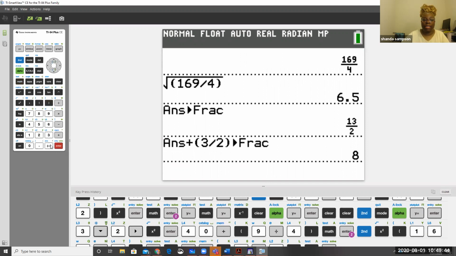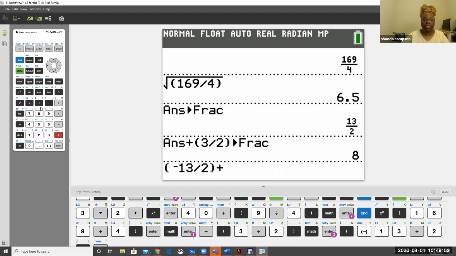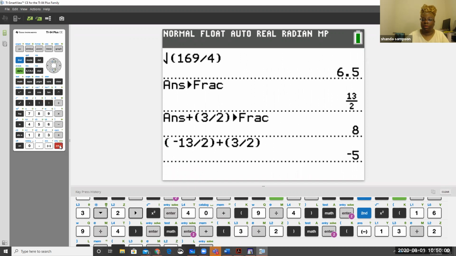And then it was negative 13 over 2 plus 3 over 2. Right? So is that good? So our answers happen to be 8 and negative 5. Right? 8 and negative 5.